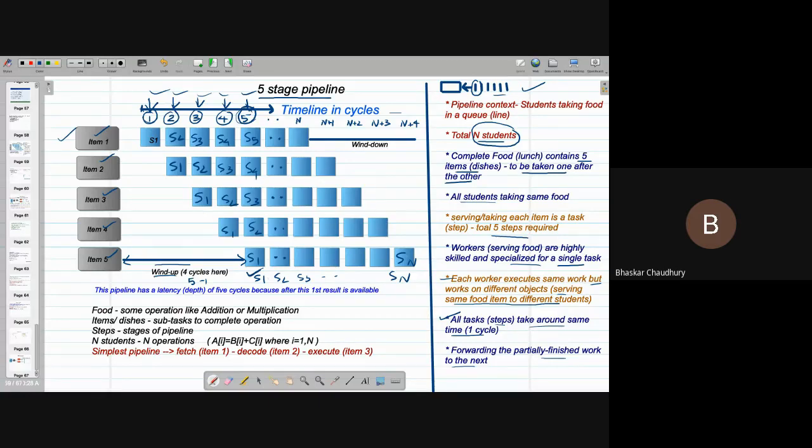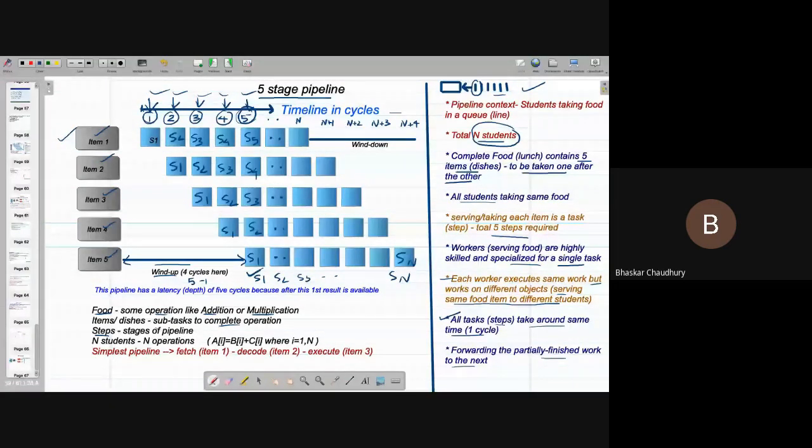Now let us translate this idea to computer architecture. The complete food consisted of 5 dishes, 5 items. You can relate this food to some operation like an addition or multiplication. We divide this complex operation, which can be addition or multiplication or something else, into simple subtasks. That's the first idea. The second idea is that the items or dishes are like subtasks to complete operations. The third is the steps, which are like stages of the pipeline.